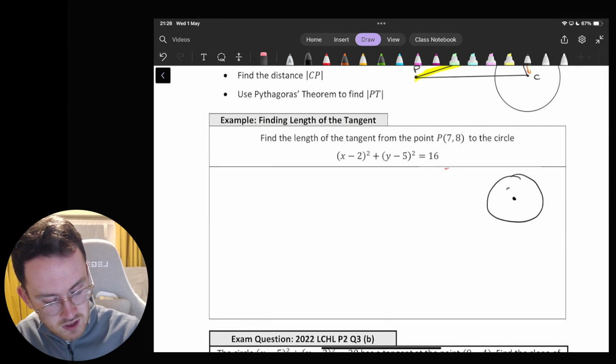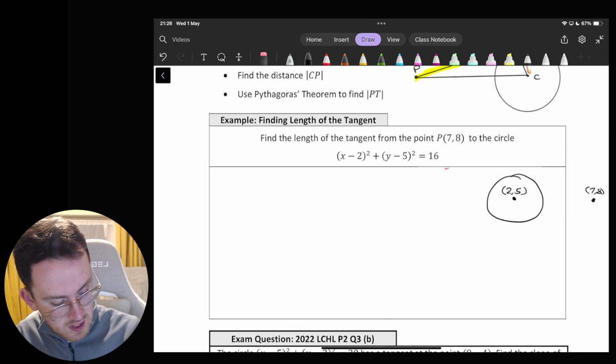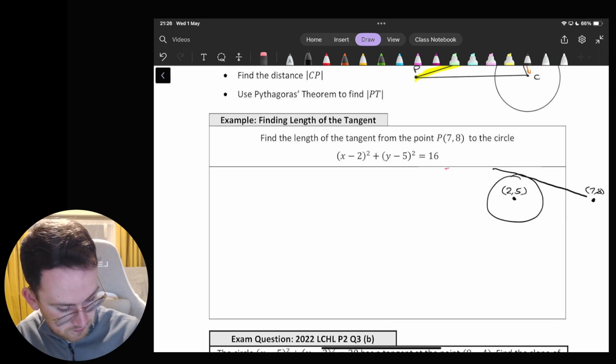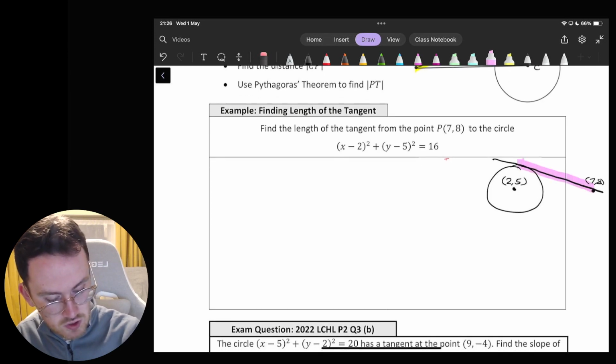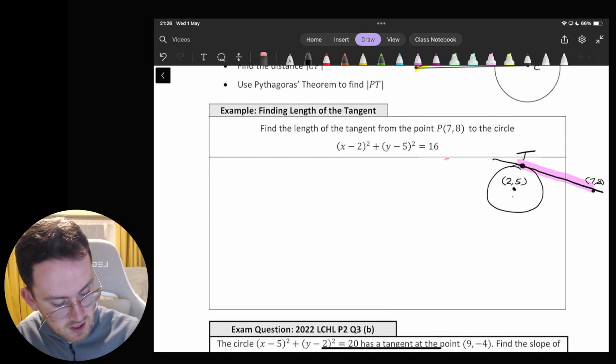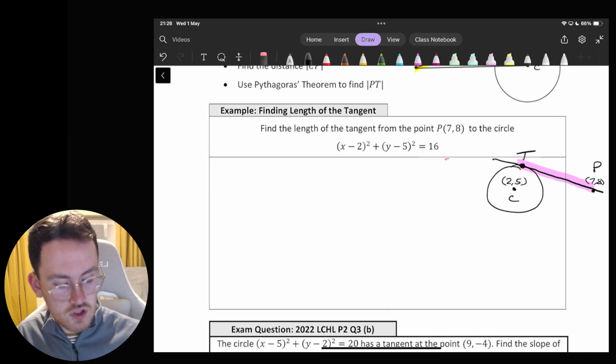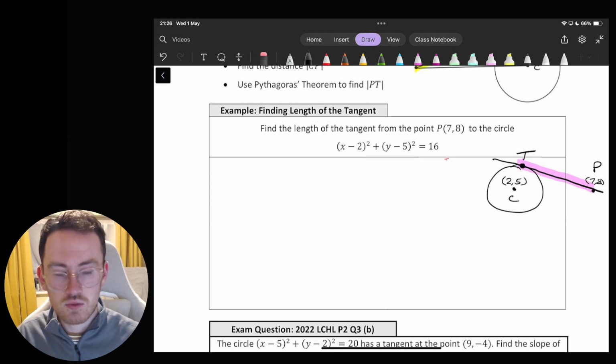So my center here is 2, 5. My point is 7, 8, which would actually be over this side, so let's put it in over here. I have a tangent going somewhere. So let's just say that, for example, it's going through this line. And I want to work out this distance here that I'm marking in pink. So from some point of contact here, which we could call T, over to my point here, which is called P. That's the distance I want to work out.